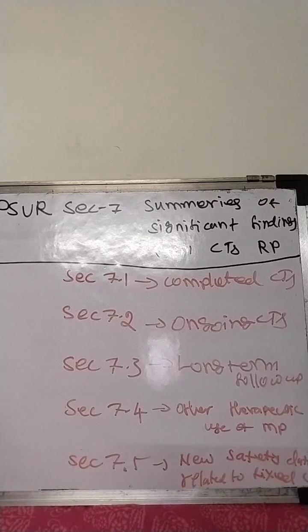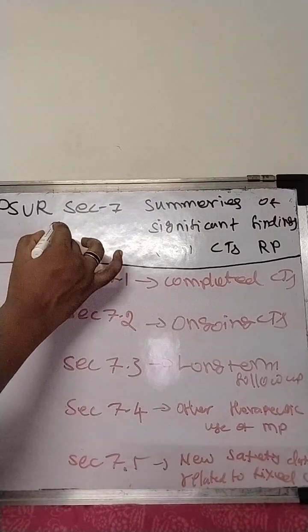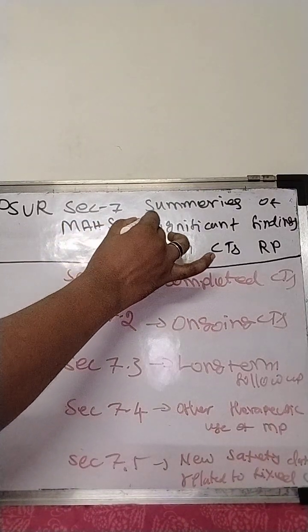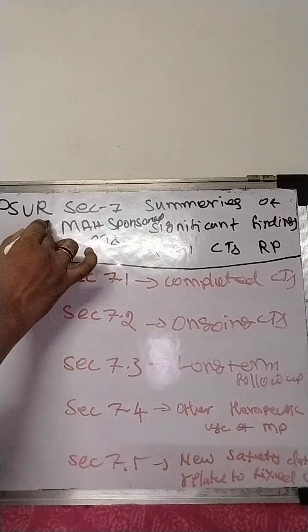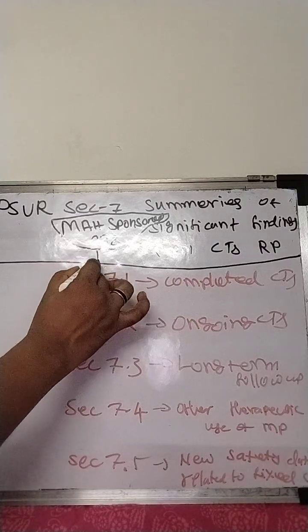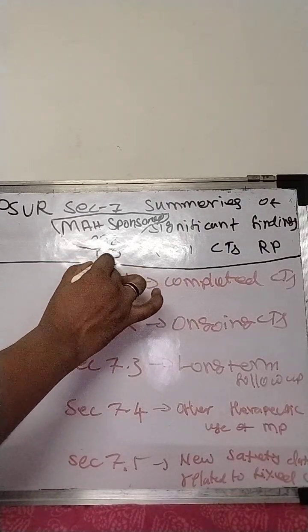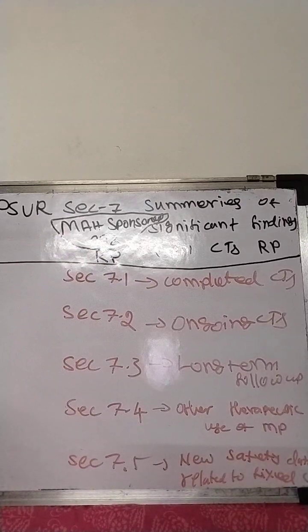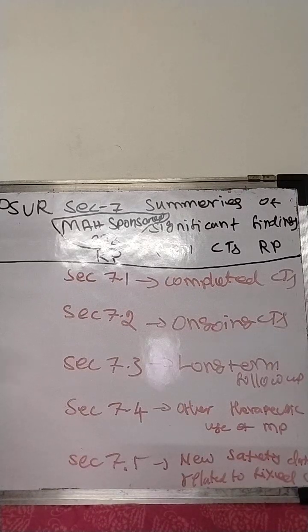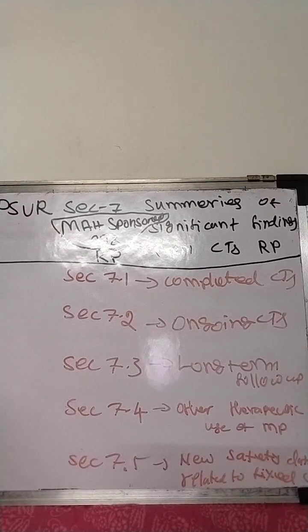In this section you need to keep in mind that only MAH sponsored CTs alone should be presented. CTs means traditional interventional clinical trials alone will be covered, and the second point is only the reporting period, that is, the reporting interval data alone we will focus on. These 2 points are a take home message. Apart from MAH sponsored, if there is something else, there is a separate section for that. So only MAH sponsored and the reporting period alone, you should keep in mind.